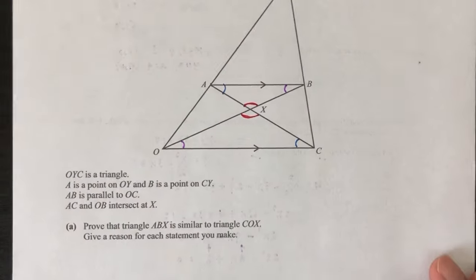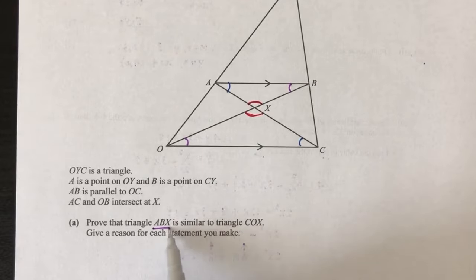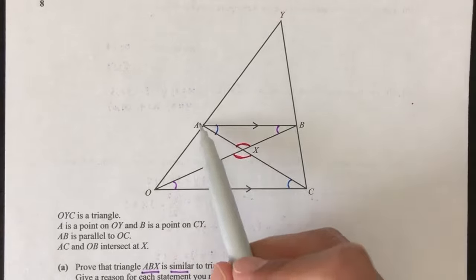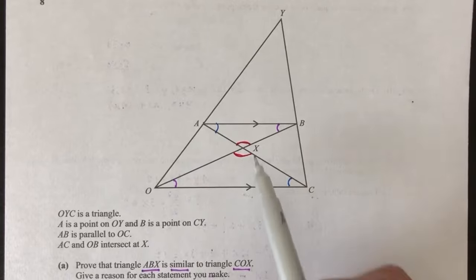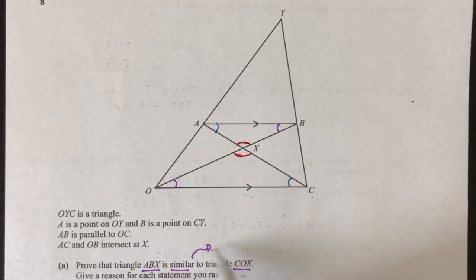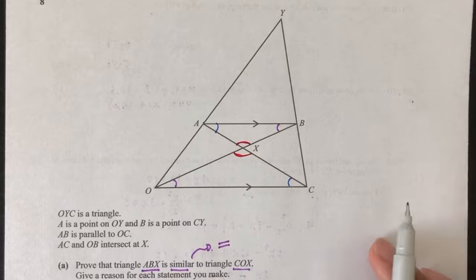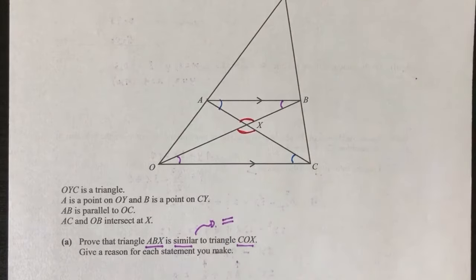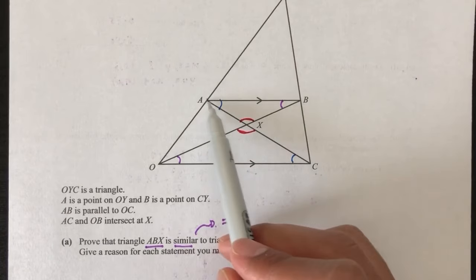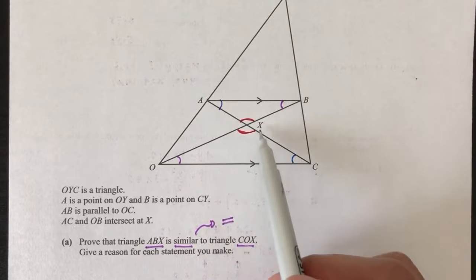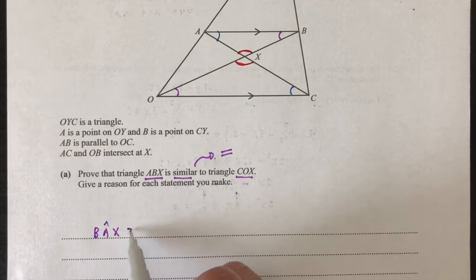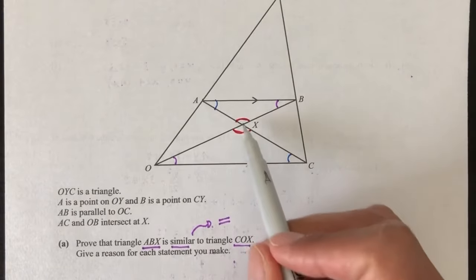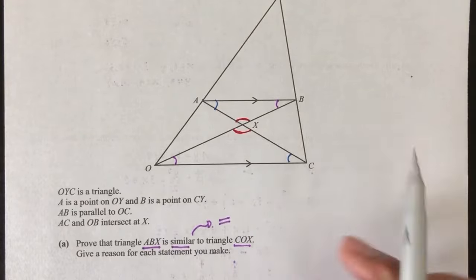Okay. So now part A, prove that triangle ABX is similar to triangle COX. This is ABX and COX. As you can see, we can prove they are similar by showing that all the angles are equal. So pretty easy, right? First thing first, let's write down. This angle here will be BAX. Angle BAX is equal to angle OCX.